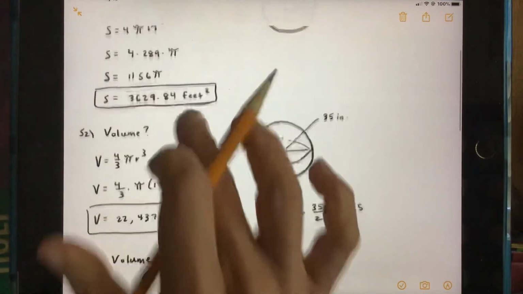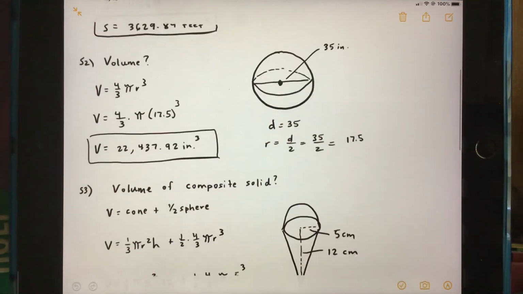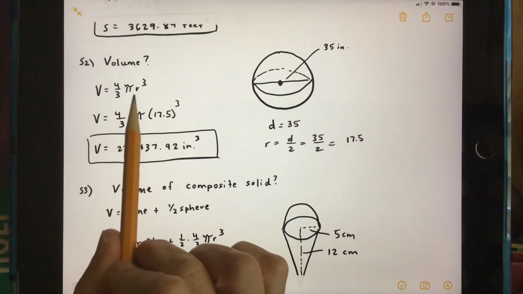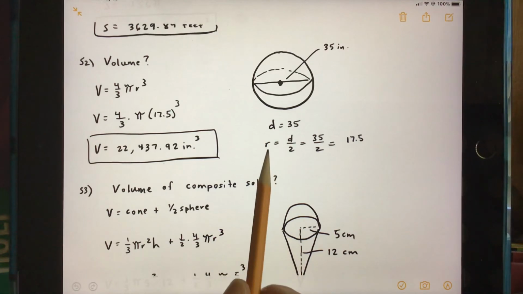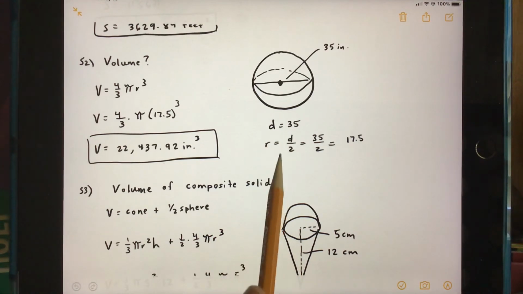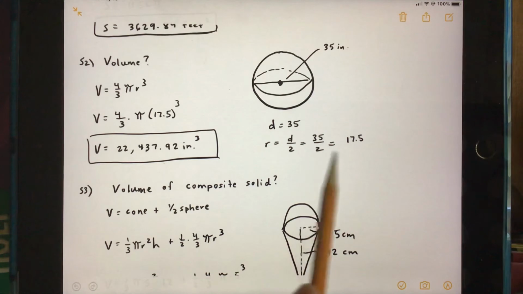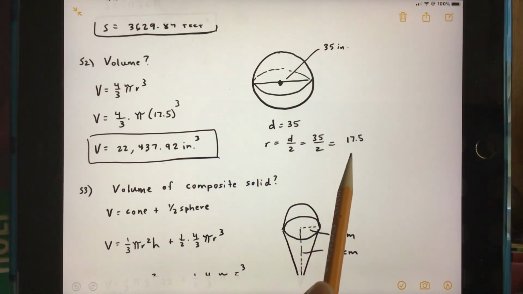All right, sample 2. Here's a different sphere. We're finding its volume. This time we're not told the radius, we're told the diameter. Remember, the relationship between the diameter and radius is always the diameter is twice as much as the radius, and the radius is half as much as the diameter. So our volume formula will use radius, so our first task will be to take the diameter of 35 inches and find the radius. So we will take the diameter, divide it by 2 or cut it in half, and that's going to give us 17.5 for our radius.